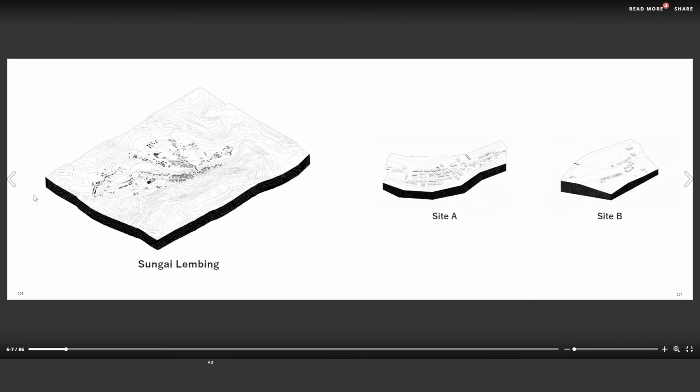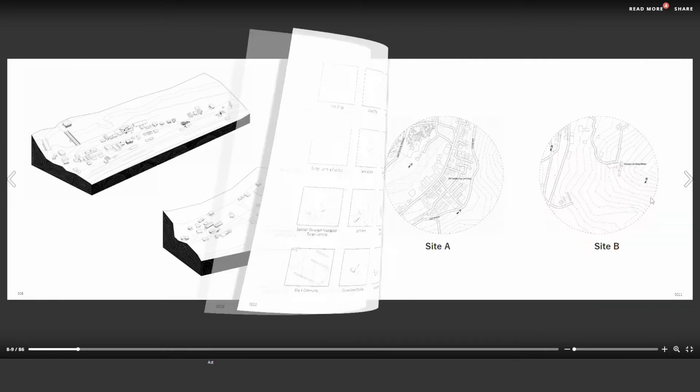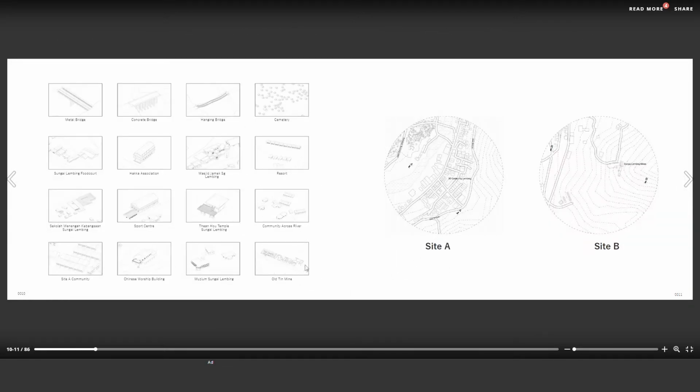Everyone can benefit from using this model with the building component studies here. Here we zoom into site A and site B, since we're mainly focusing on two sites. Here we created components that we find very important to know within the area. You can see we did these three bridges, the metal bridge, concrete bridge and hanging bridge that we found in the area, and this is the cemetery.